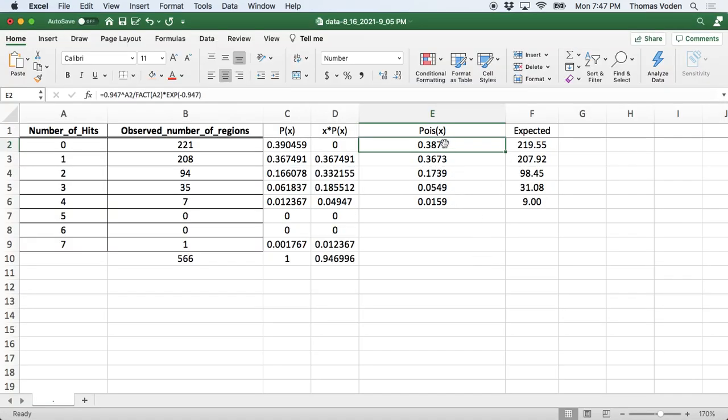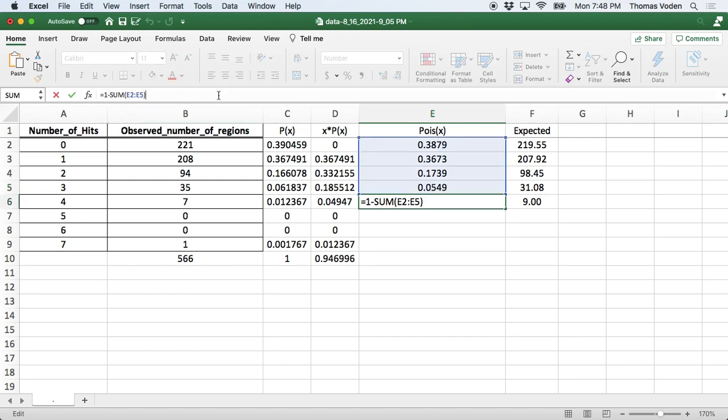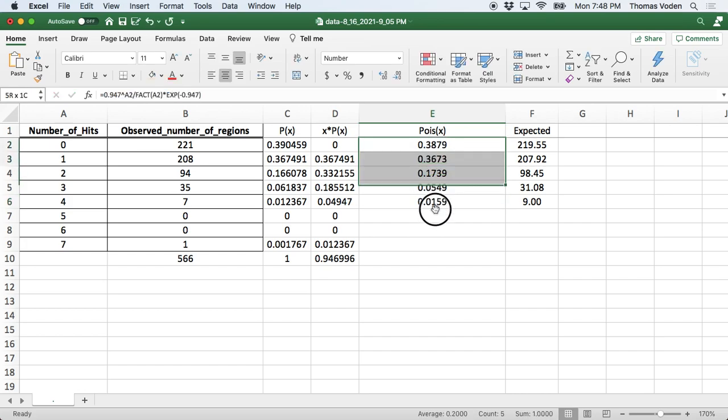And what we can do here is I use that Poisson formula for 0, 1, 2, 3, and then to find 4 or more, you can just do 1 minus the sum of the previous. So this whole thing has to add up to 1, so if you've calculated 4 out of 5 rows, then the 5th row should just be 1 minus the sum of the other 4 rows. And that's where we got these values here.